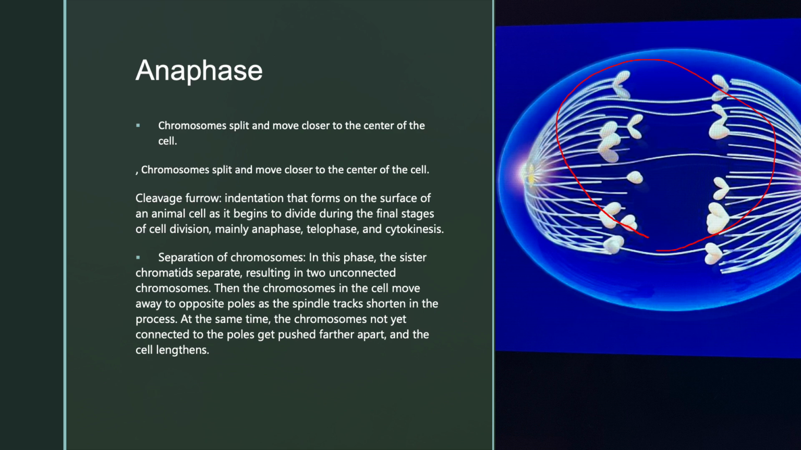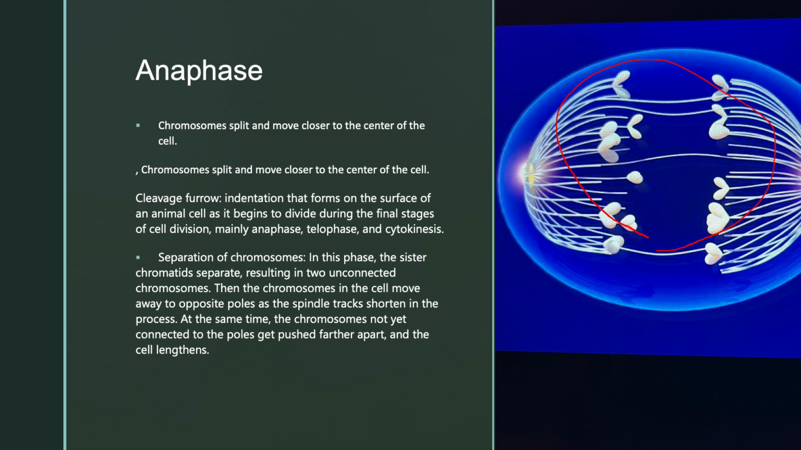During this phase, there's also separation of chromosomes. The sister chromatids separate, resulting in two unconnected chromosomes. Then the chromosomes in the cell move away to opposite poles as the spindle tracks shorten in the process. At the same time, the chromosomes not yet connected to the poles get pushed farther apart and the cell lengthens.